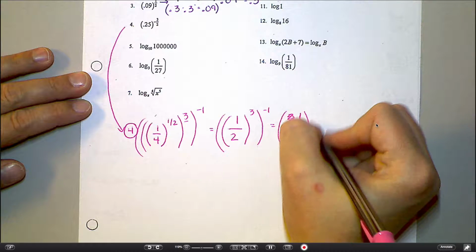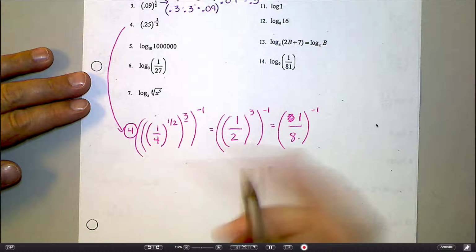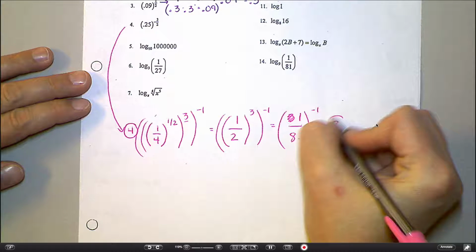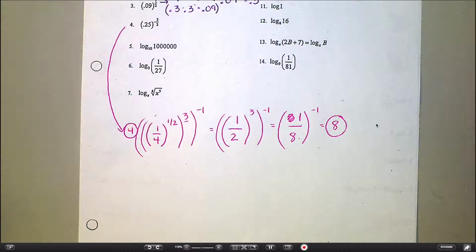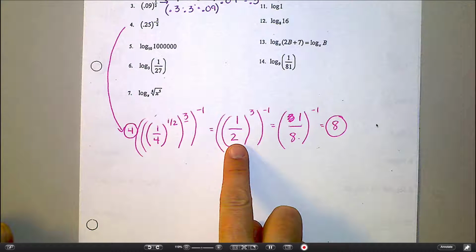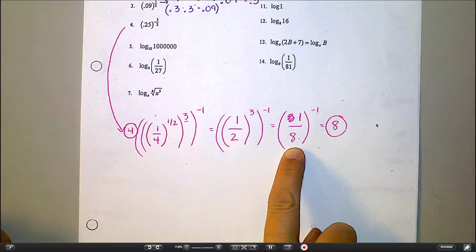Raise that to the power of -1. Remember, a -1 power applied to a fraction is just going to flip it over. So it would end up being 8/1 or just 8 is your answer for number 4. Okay. If you had done it with the decimal, it would have been just fine. 0.25 to the 1/2 power would have given you a 0.5. 0.5 cubed would give you 0.125.